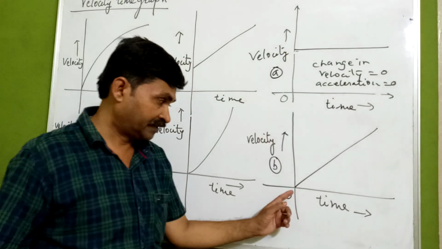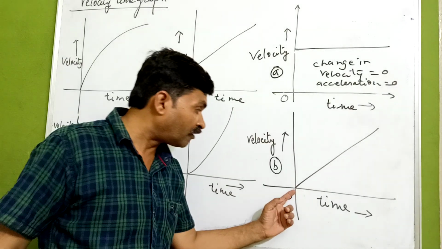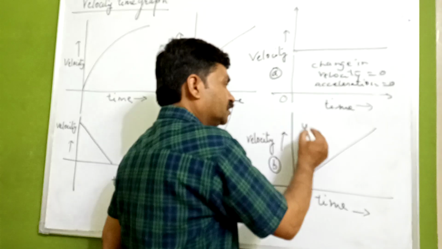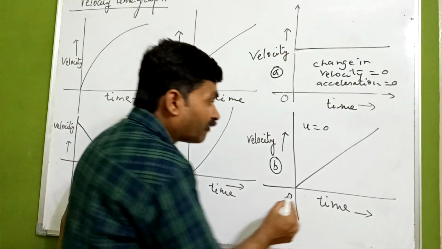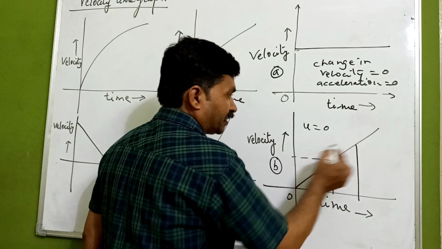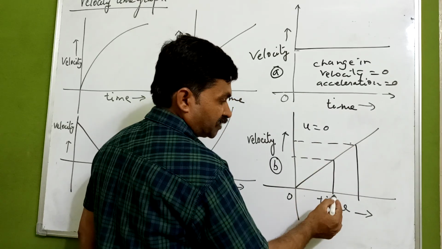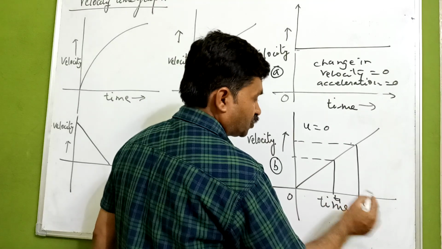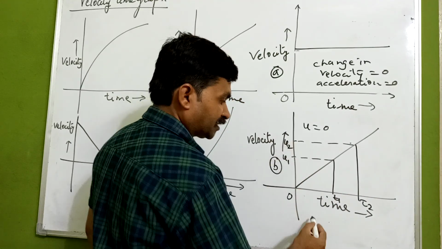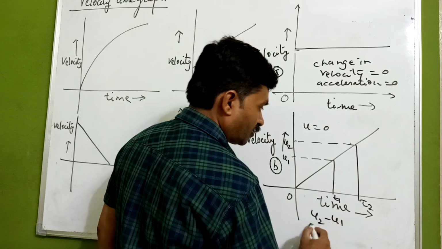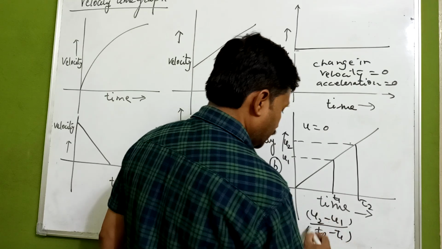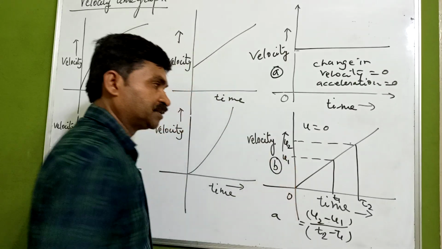Here we see that the object is moving with initial velocity 0, and the velocity is changing. What are we getting here? Change at t1, change at t2. Suppose we say it is u1 and u2. So there is a change in velocity, u2 minus u1 upon t2 minus t1, which means it is giving us the acceleration.